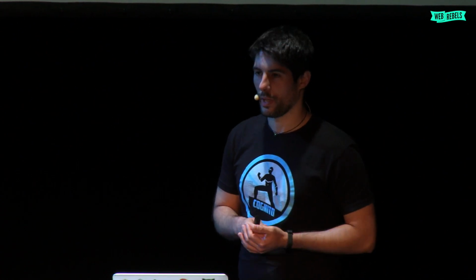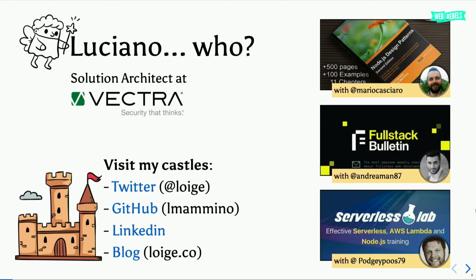And there are 3 side projects that I'm very proud about. I've been working on them with amazing people over the last 2.5 years. The first one is a book on Node.JS and design patterns. Another one is Full Stack Bulletin, which is a newsletter for full stack developers. And then there is Serverless Lab, which is an open source course to learn serverless on AWS.